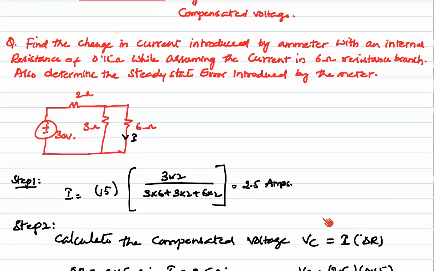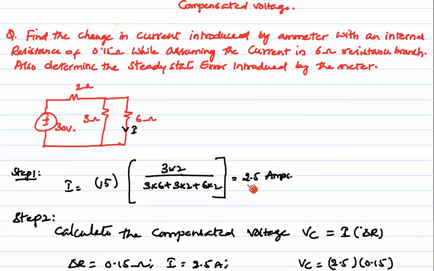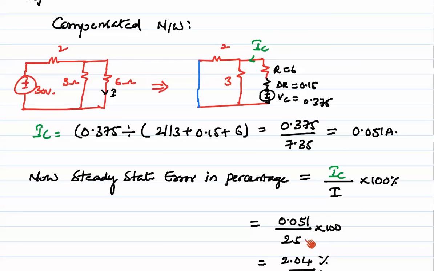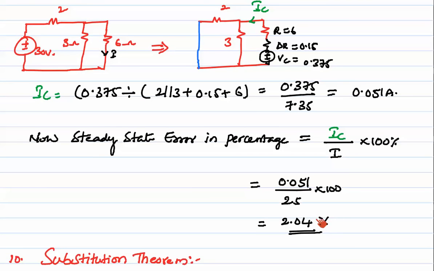Now the steady state error in percentage is going to be IC divided by total current I. So I is not the first current here; I is this value, 2.5. So IC is 0.05 divided by 2.5. We will get 2.04 as the error here.